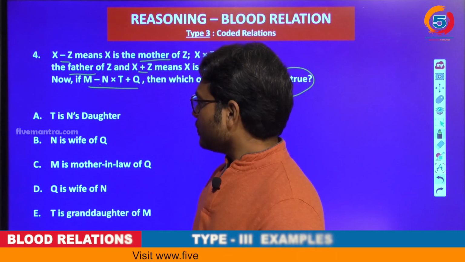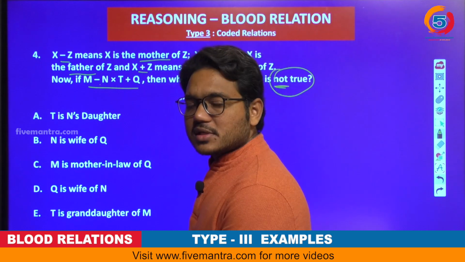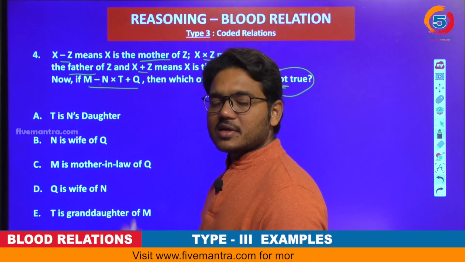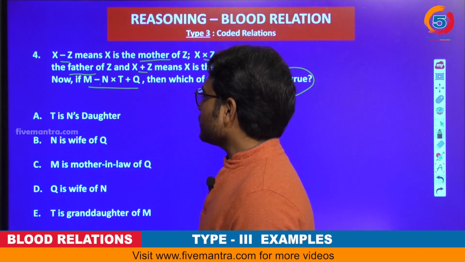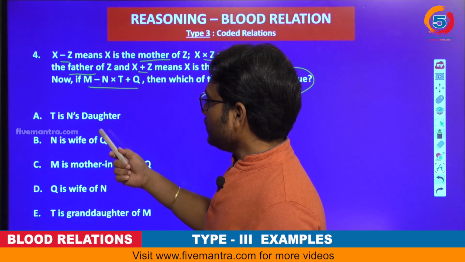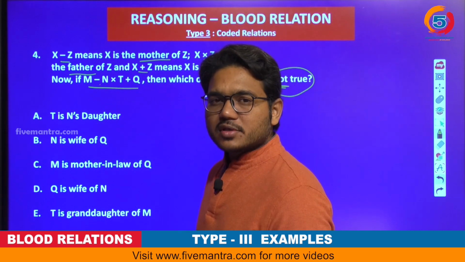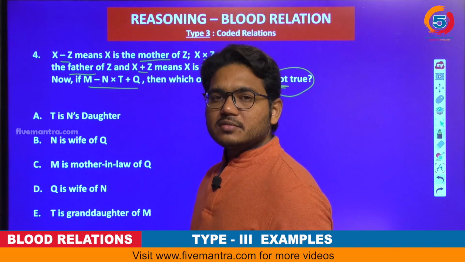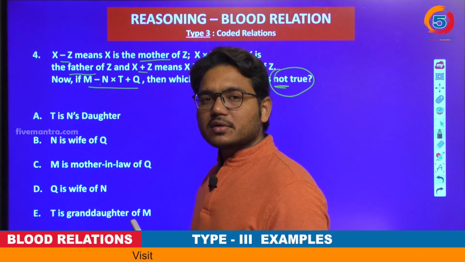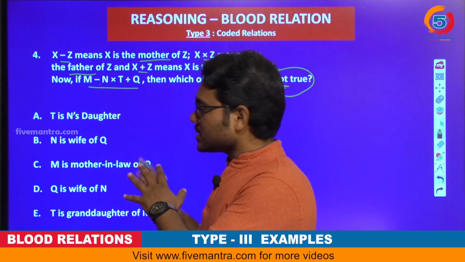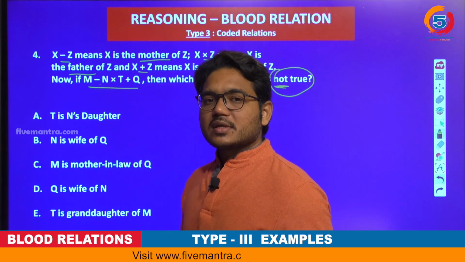Obviously one among these five options is not true. So obviously all the others are true. Even if you apply shortcuts here, it would not be sufficient because four among these five are true. So going for shortcuts is not a good idea. Drawing a relationship tree for this kind of problem is a good idea.